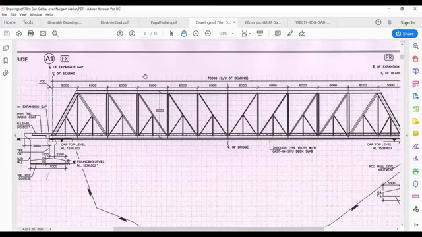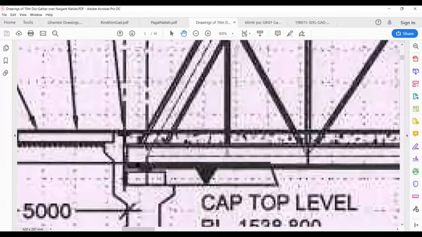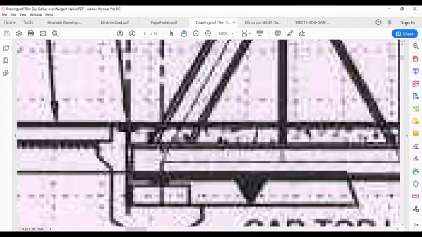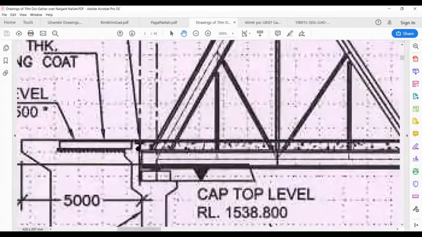Now this is the expansion gap, another important term. You see this steel thing, it ends here. The concrete of the substructure starts at this position. So there is a gap in between your truss and the substructure, and this is the concrete slab on top of the truss. So there is a gap between the concrete slab of the truss and the concrete of the substructure, this portion.